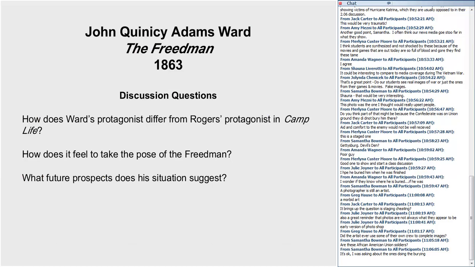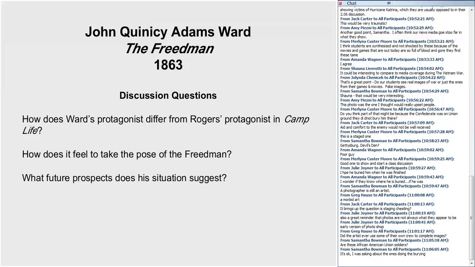Again, I recommend it for you to give to students. It's kind of fun to get them up and out of their chairs and to have them actually take the pose, because they can feel it in a certain way. It gives them a different kind of information about the piece. Then the larger question about the meaning of it: what future prospects does his situation suggest?